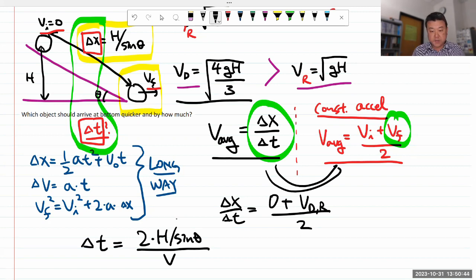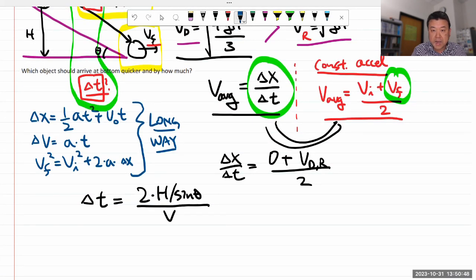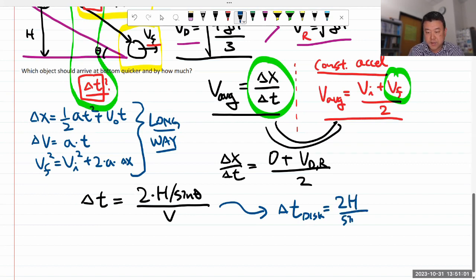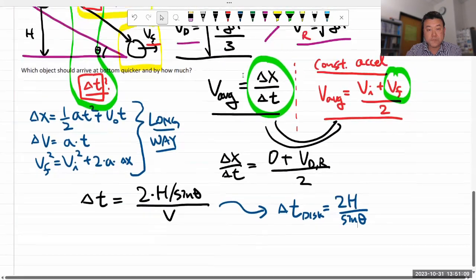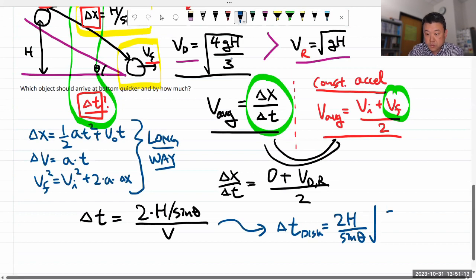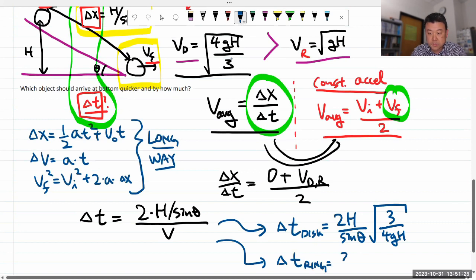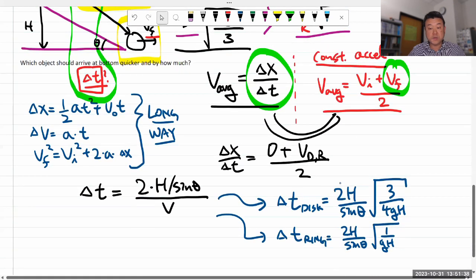Applying this formula, the duration of time for the disk would be 2h over sine theta, the common factors, times the reciprocal of v of d, which is square root of 3 over 4 gh for the disk. Applying that with the ring, the duration of time for the ring is 2h over sine theta times the reciprocal of that, which would be square root of 1 over gh. So from here, if you have numerical parameters, you can get the duration of time in this single calculation and get the difference in time.